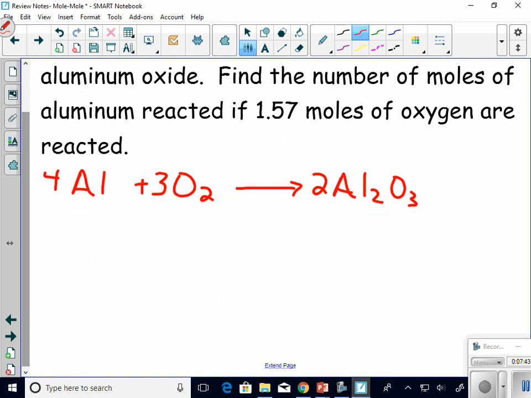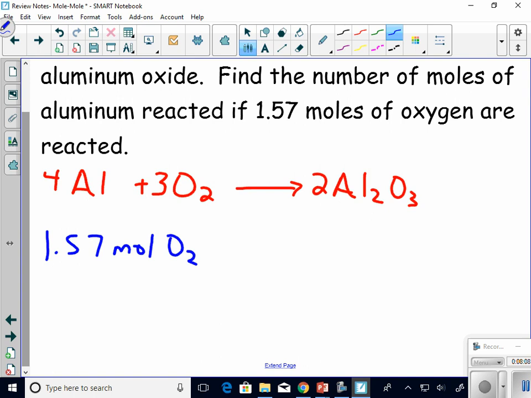So what I'm going to do now is use this balanced chemical equation to convert from moles of oxygen to moles of aluminum. I know that I'm given 1.57 moles of oxygen, correct?